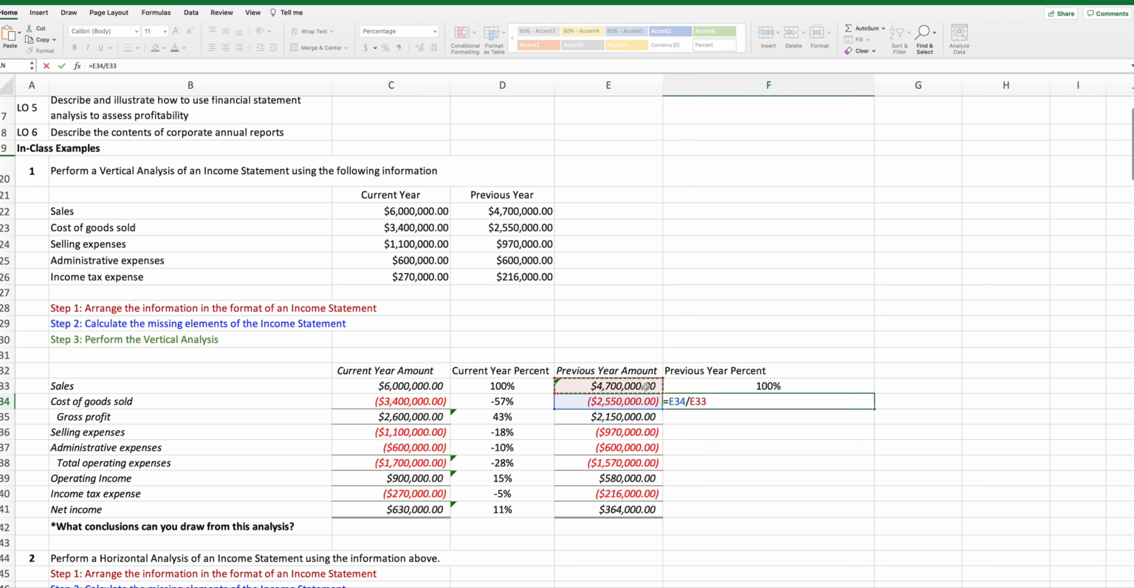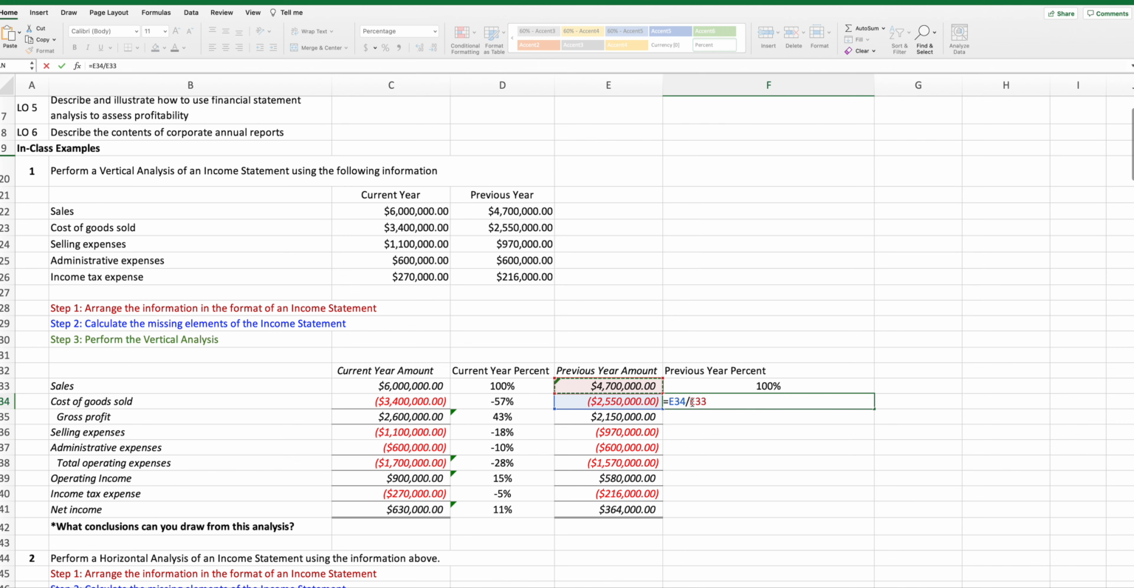Now I'm going to pause. We can make this calculation go a little bit faster if we could just make sure that Excel knew that I wanted it to compare everything to the 4.7, right? So there is a way to tell Excel to hold on to a particular element of your formula.